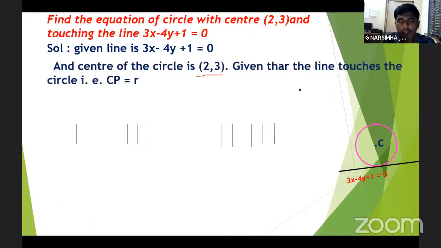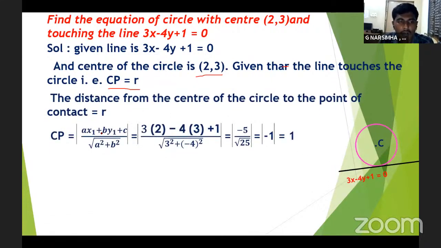The center of the circle is given as (2, 3). Given that the line touches the circle, CP is equal to R. CP means the perpendicular distance from the center of the circle to the line, which is formulated as (ax1 plus by1 plus c) by root over (a square plus b square), where a is 3, b is minus 4, c is 1, and x1 is 2, y1 is 3. I just substitute all these values of a, b, c, and x1, y1 in this formula. After simplification, you can get the value of CP as 1.